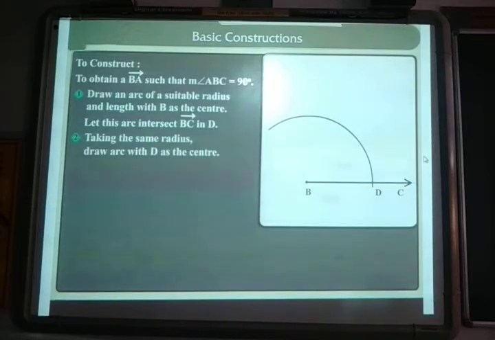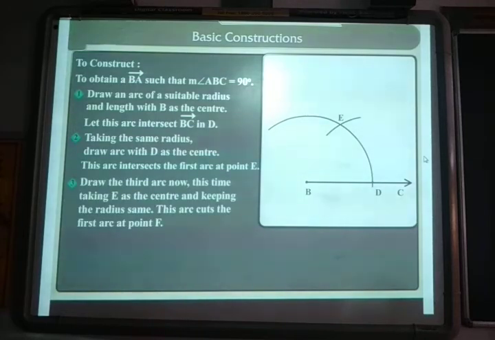Taking the same radius, draw an arc with D as the center. This arc intersects the first arc at point E. Draw the third arc now, this time taking E as the center and keeping the radius the same. This arc cuts the first arc at point F.